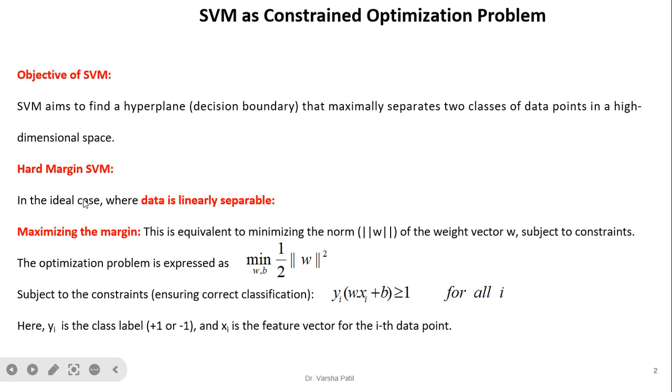Hard margin SVM. When the data is linearly separable, we can go for hard margin SVM. Now the SVM problem is nothing but maximize the margin. This is equivalent to minimize the norm of the weight vector subject to constraint. The optimization problem is expressed as minimize 1 by 2 square norm of the weight vector, and the constraint is that all points should be classified correctly. So in this constrained optimization problem our objective function is to minimize this, but at the same time the constraint is that all points should be classified properly.